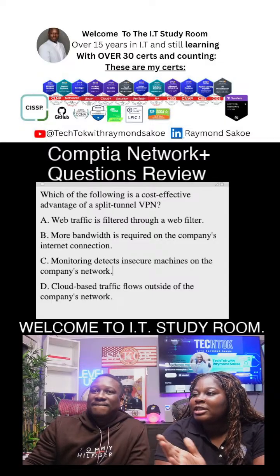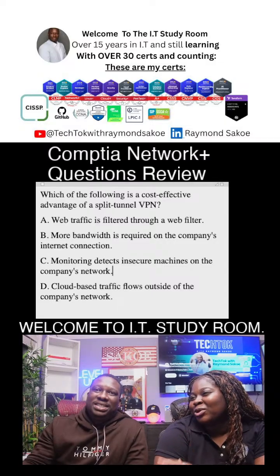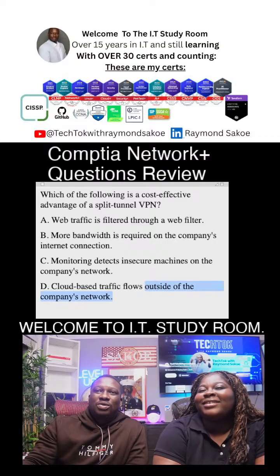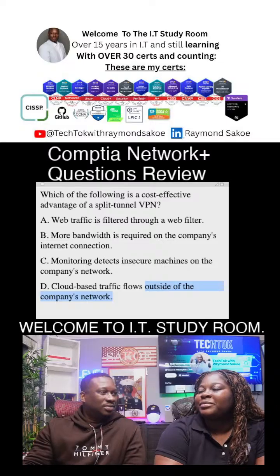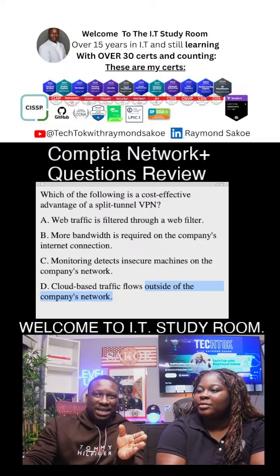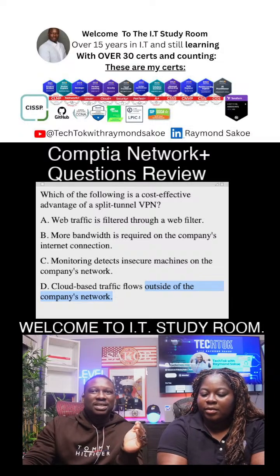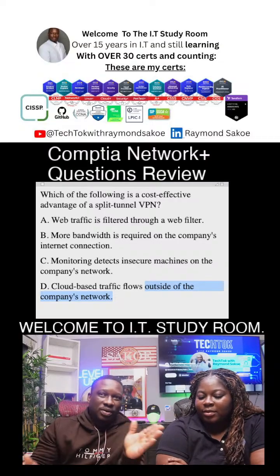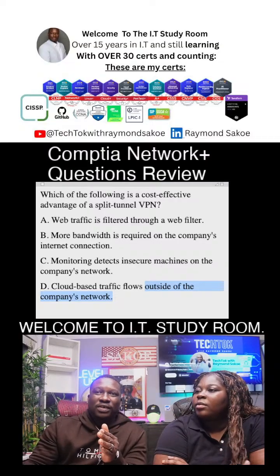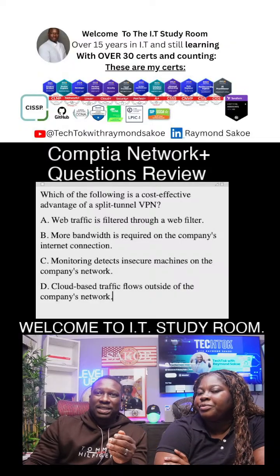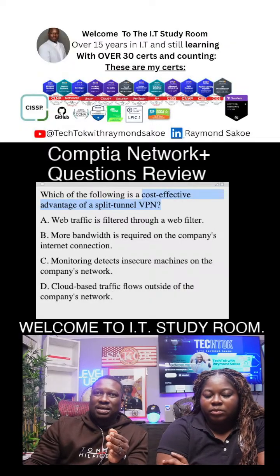Can you explain D, please? So D is saying that cloud-based traffic flows outside of the company's network. So if you are going to anything cloud-based, it's not going to go to the company. It's going to use regular internet. So the traffic flows outside of your company's network. Okay. So that is the cost benefit.